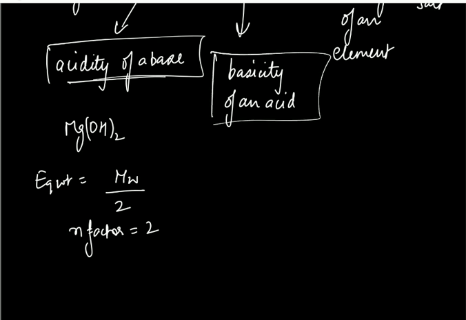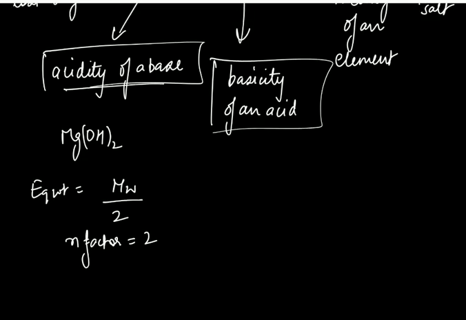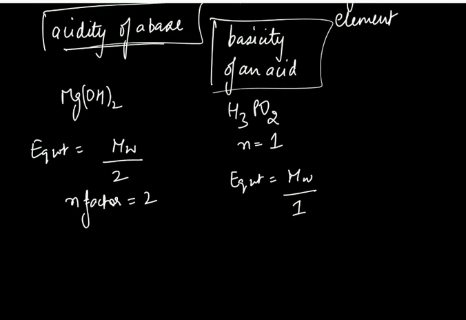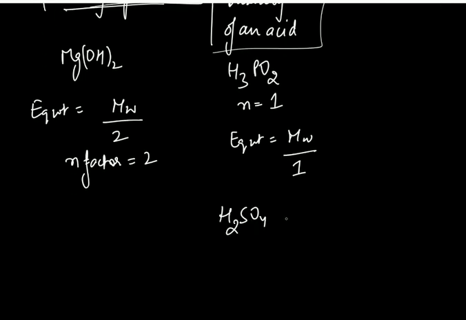Then the basicity of an acid. Now for this, again, we need to understand basicity in depth. So let's say we talk about H3PO2. If you have watched my videos, H3PO2 is a monobasic acid. So the n factor over here is going to be 1. That is the basicity of this acid. So the equivalent weight will be nothing but equal to the molecular weight of this entire molecule divided by 1. If we talk about sulfuric acid, H2SO4, the molecular weight of H2SO4 is 98. This is dibasic, so divided by 2, that is the n factor. So this will give you 49 gram.